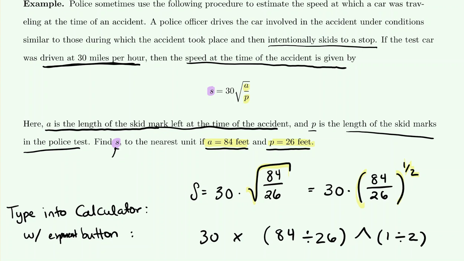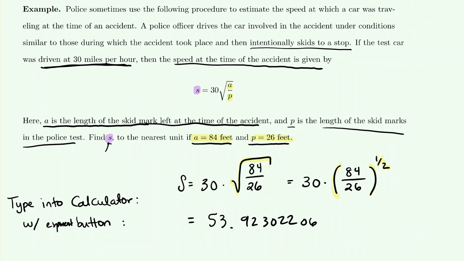So we should get this value, and then we round to 2 decimal places. So I look at the second decimal place, and I look to the right. This number is less than 5, so this would just stay as it is, and that would round to 53.92.